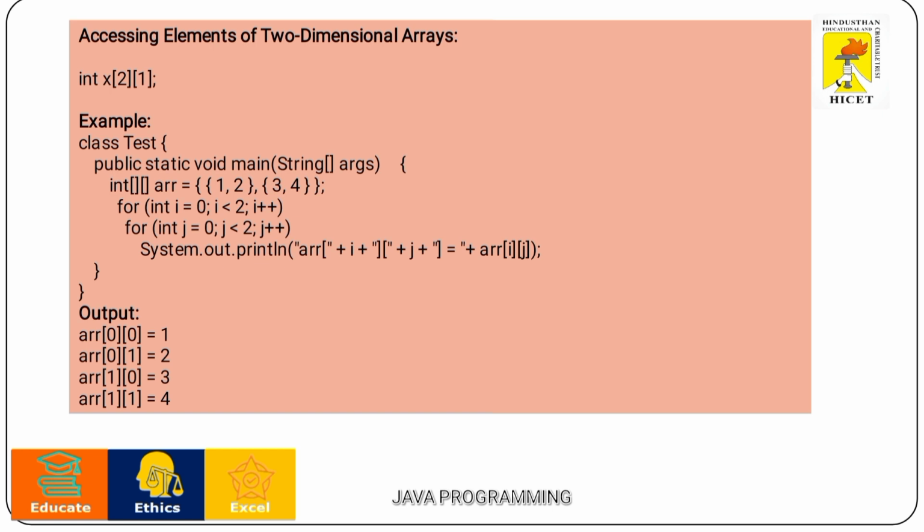and if we execute this program we'll get the output, that is arr[0][0] is equal to 1. So the value 1 will be assigned in the 0th row and 0th column cell, and the value 2 will be assigned in the 0th row and first column. Similarly, the values 3 and 4 will be assigned in each cell.